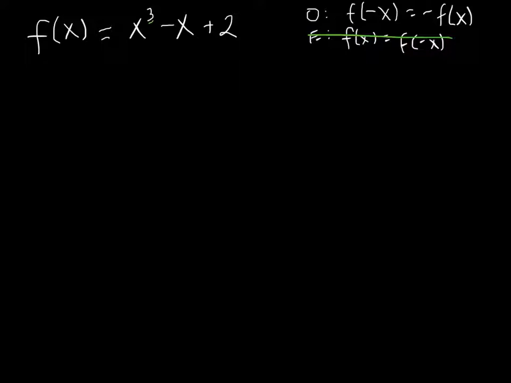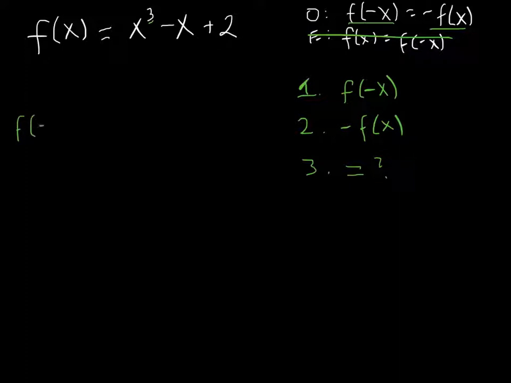Now, the only thing I need to do is show that f of negative x equals negative f of x. Well, to show that, my first step is going to be to actually find f of negative x. Then I've got to find negative f of x. And that third step is I've got to decide, are they equal? Let's go ahead and do that. First, we're going to find f of negative x.